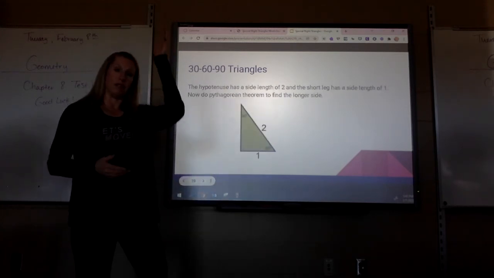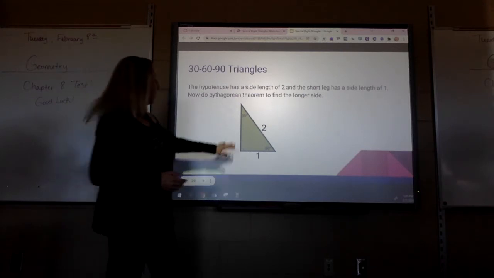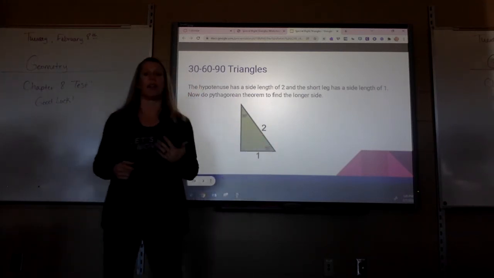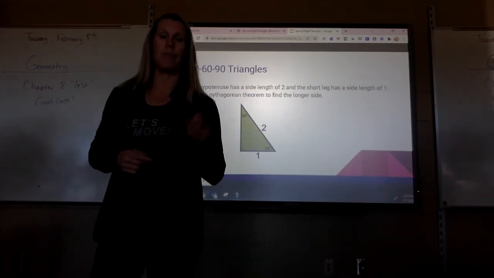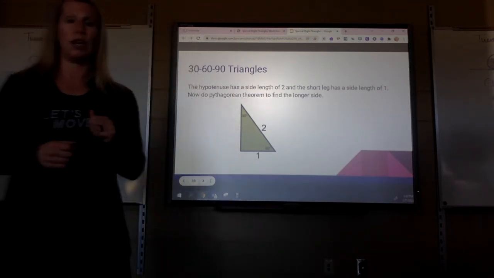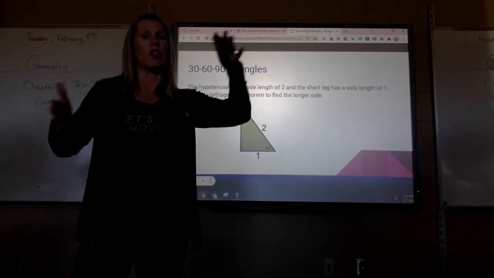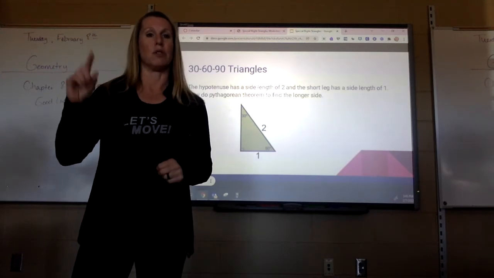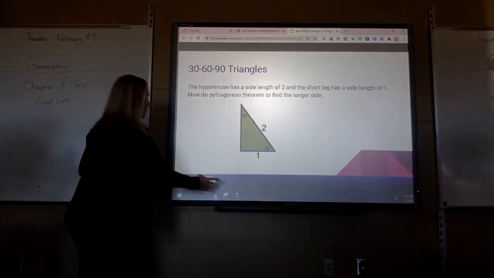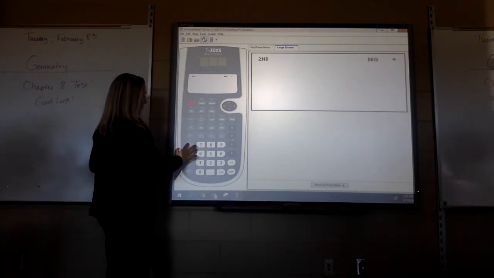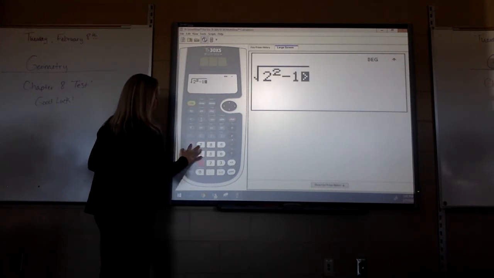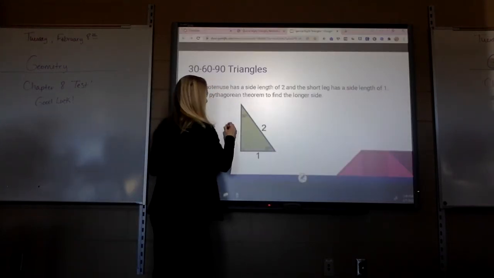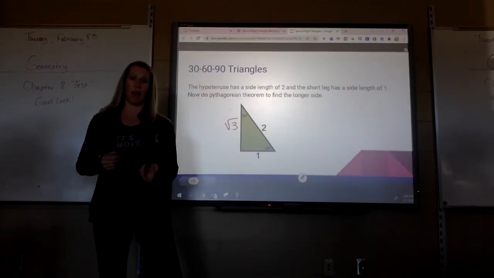So right now, I've divided my equilateral triangle in half. My hypotenuse is 2, and my short leg is 1. So we could do the Pythagorean Theorem to find that missing side. Now this time I know the hypotenuse. So if you know the hypotenuse, which is the longest side, you have to subtract to get a smaller side. So I would do the square root of 2 squared minus 1 squared, and you get radical 3. So the long leg is now radical 3.